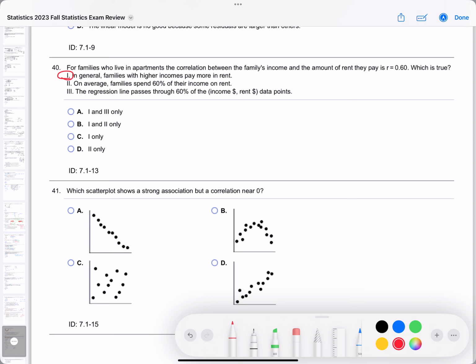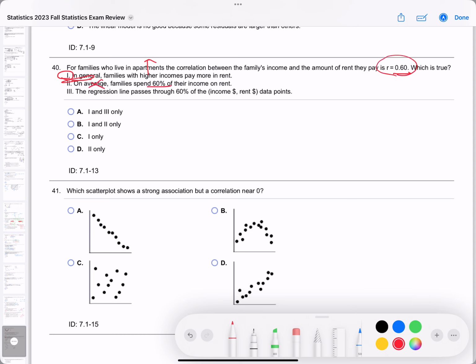This one here, for families who live in an apartment, the correlation between the family's income and the amount they pay is 0.6, which is true. In general, yes. You'll notice it says in general. As families have higher income, they pay more rent. On average, not on average, spend 60%.